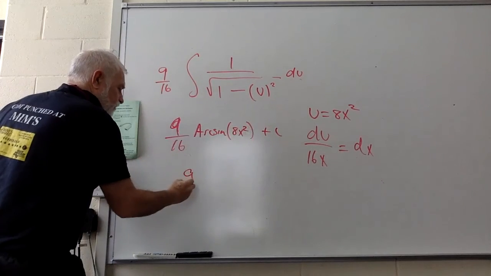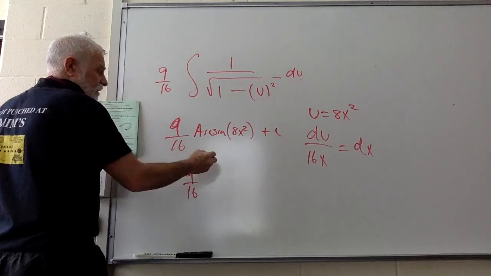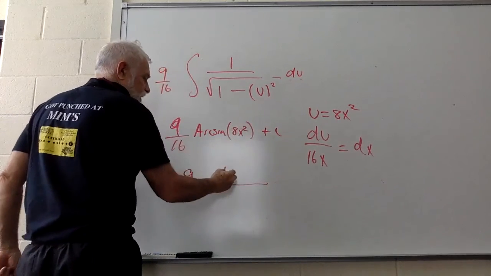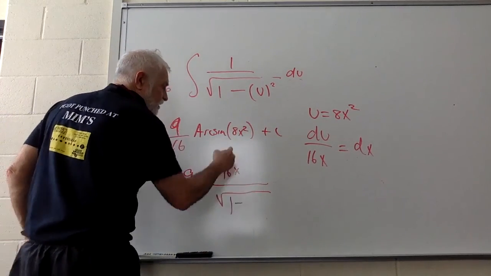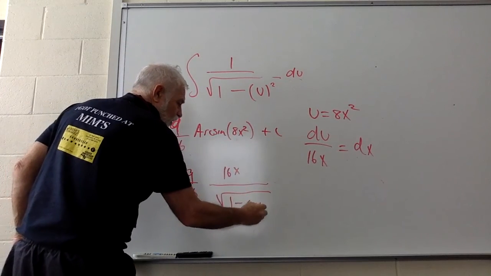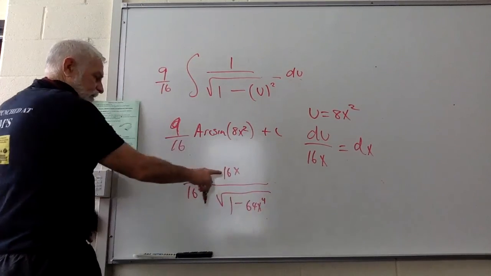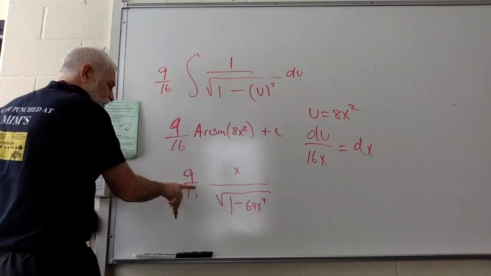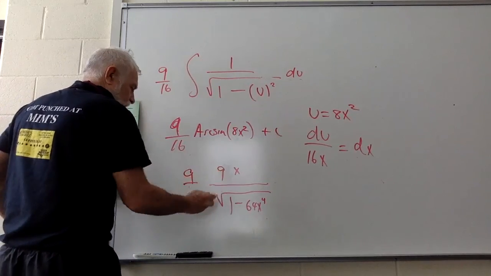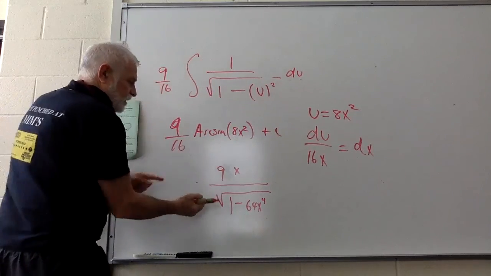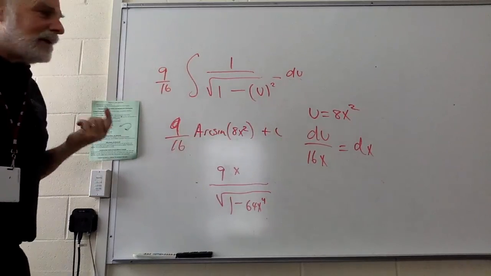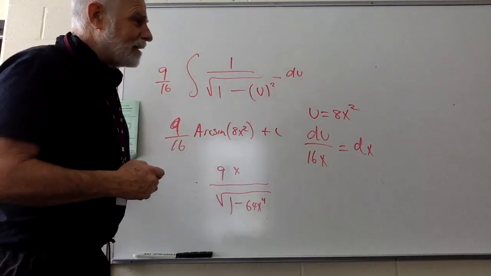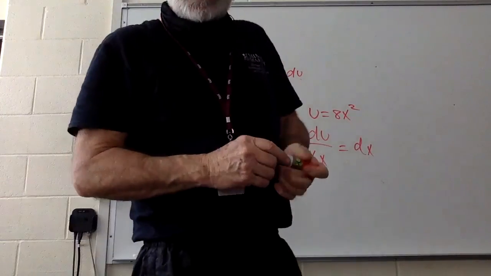Okay, we take the derivative to check it, make sure we didn't make any careless errors. 9/16 times 16x over the square root of 1 minus, square that, 64x to the fourth. What happens to the 16s? The 16s cancel. I now bring 9 in. And now the question is, is that where we started? Oh, I erased where we started. Assume it is. That was it. That's your new practice. So let me shut that down.